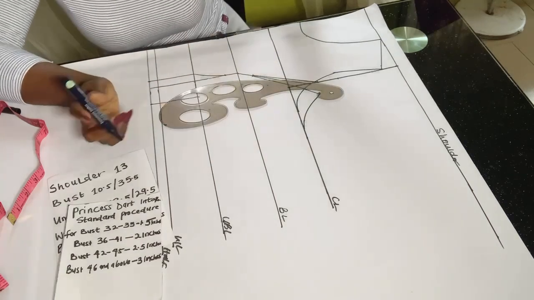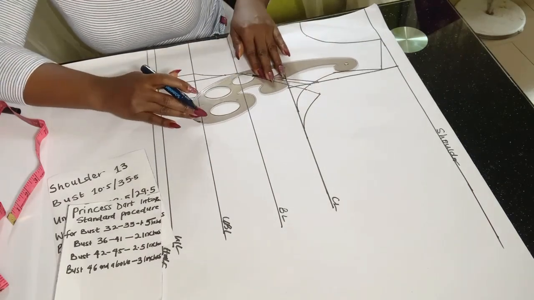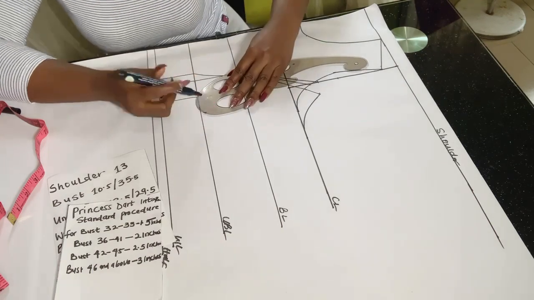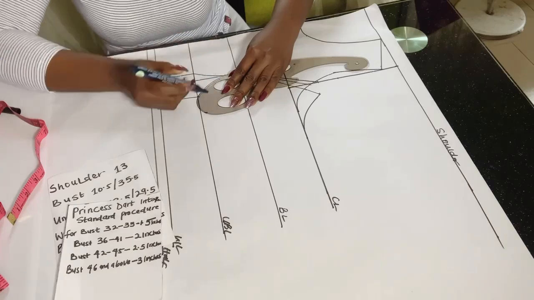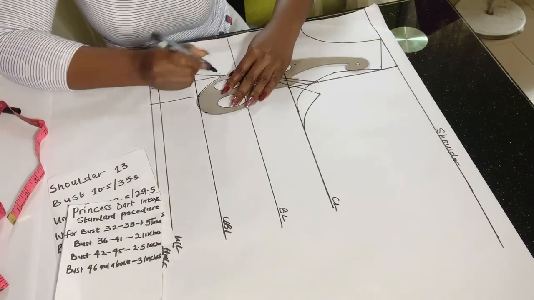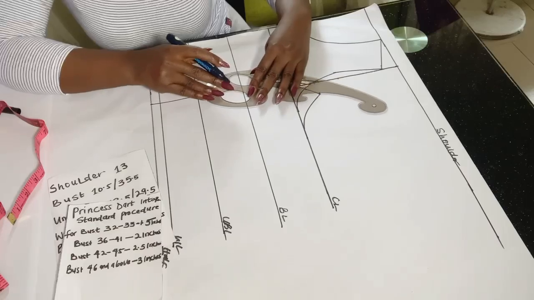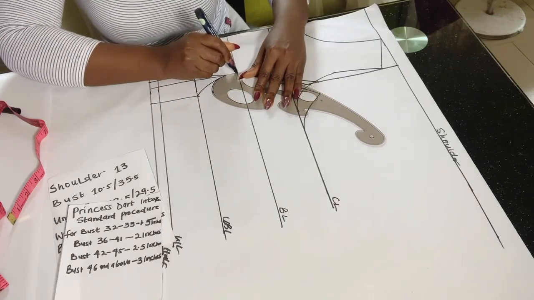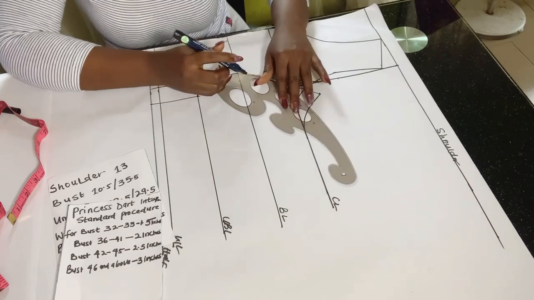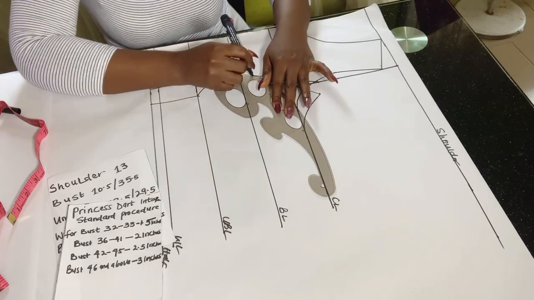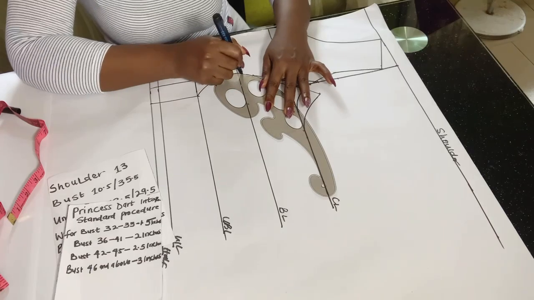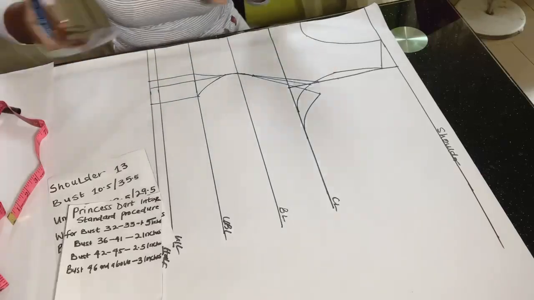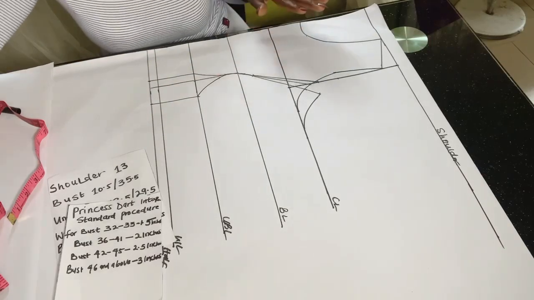Then you flip it to the other side. Then you connect. Then make sure you blend this part in. Make sure it's not pointy, because no human body is totally pointy. Okay, so you can see that. So you blend that up.